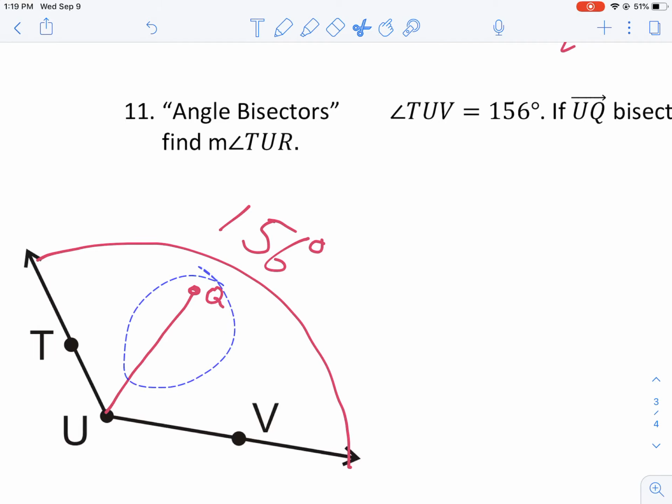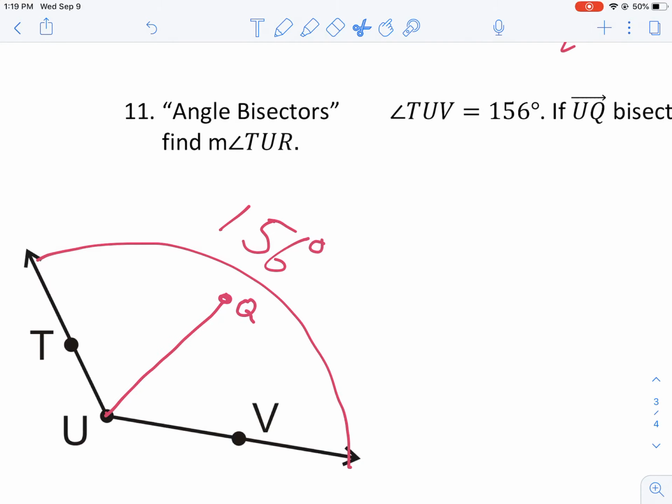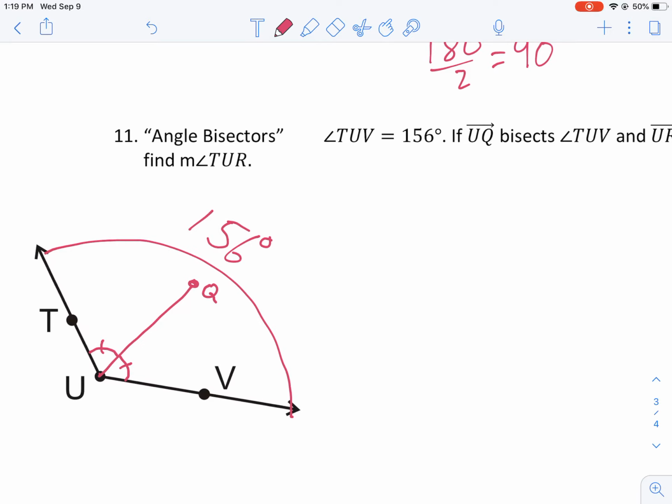So I'm actually, does that look like a bisector? That looks better. All right, so what does a bisector mean? Remember, bisector means it cuts it exactly in half. So it's kind of like midpoint of segments, all right? So we know both those two angles are gonna be the same.